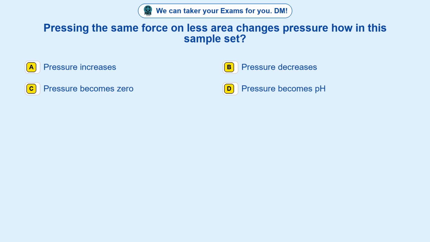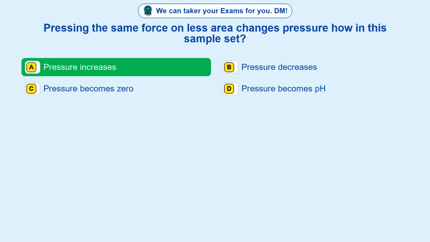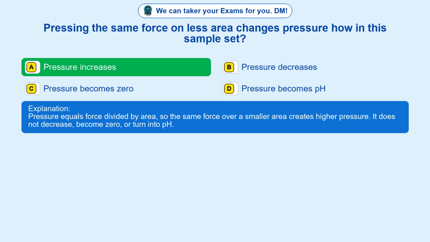Question 79. Pressing the same force on less area changes pressure how in the sample set? Option A, pressure increases. Option B, pressure decreases. Option C, pressure becomes 0. Option D, pressure becomes pH. The correct answer is option A. Pressure increases. Pressure equals force divided by area, so the same force over a smaller area creates higher pressure. It does not decrease, become 0, or turn into pH.